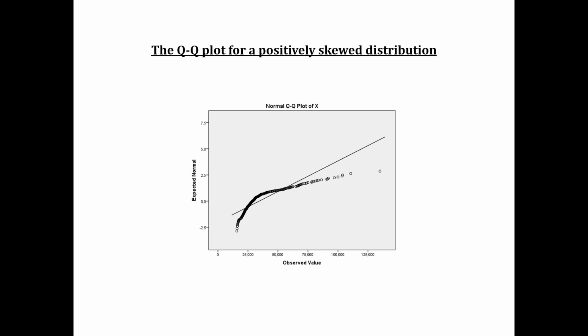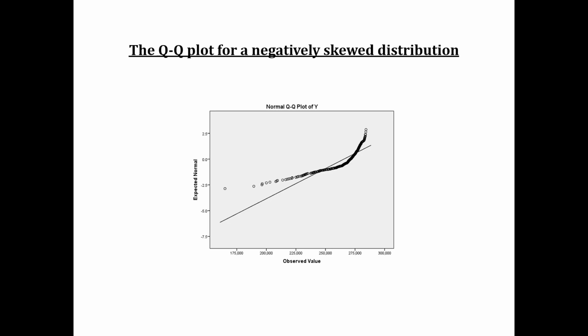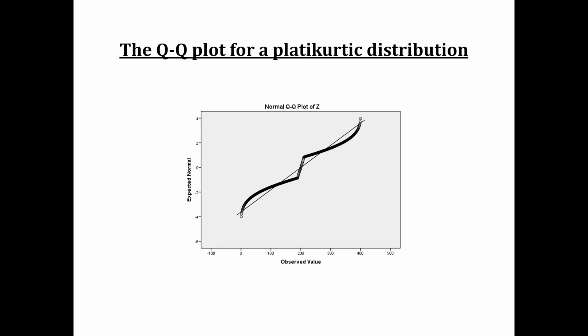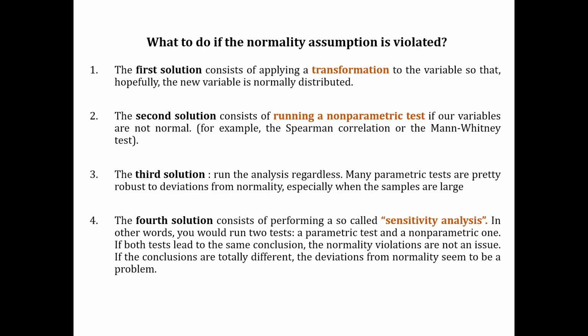And also we have various QQ plots for various types of distributions. This is the QQ plot for a positively skewed distribution, and this is the QQ plot for a negatively skewed distribution, and the QQ plot for a leptokurtic distribution, and the QQ plot for a platykurtic distribution.